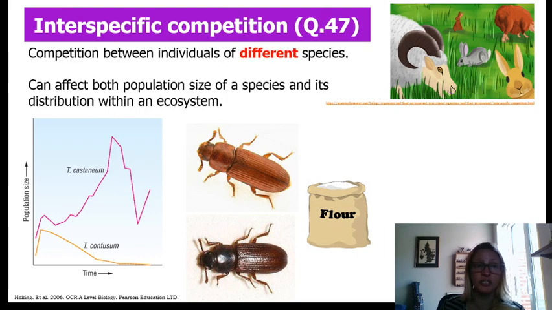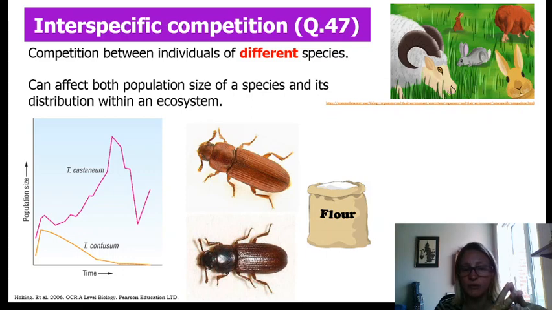The other type of competition is inter. So inter means between. The interspecific competition then is between individuals of different species. And it can affect the size of populations, but also the distribution of species within a particular ecosystem.